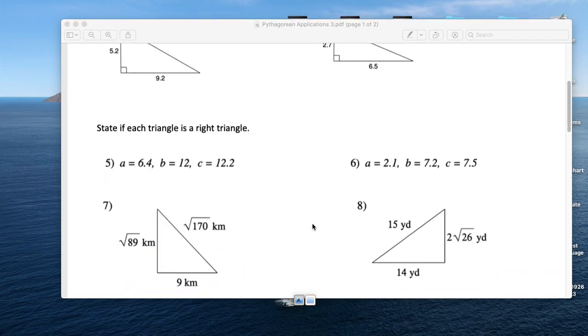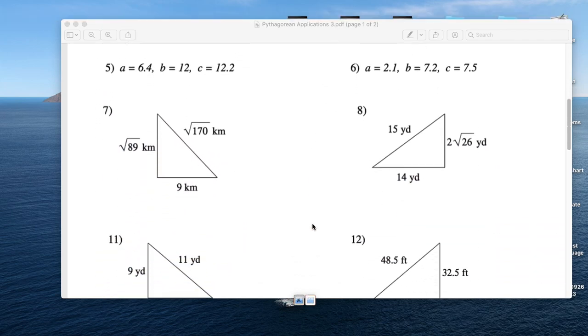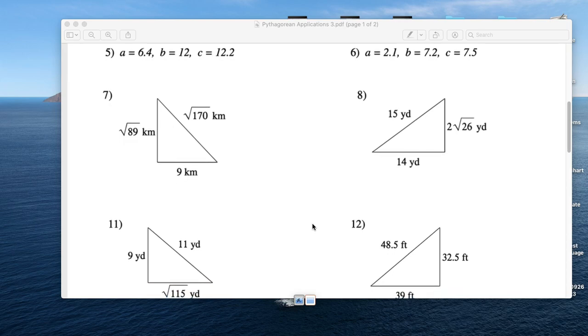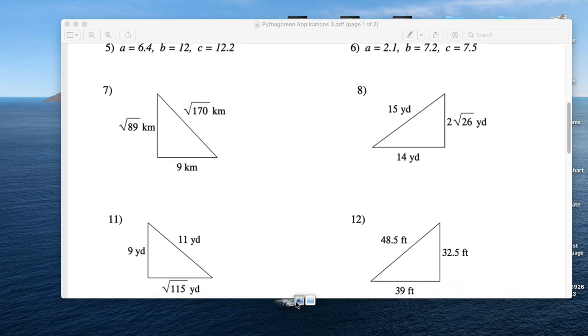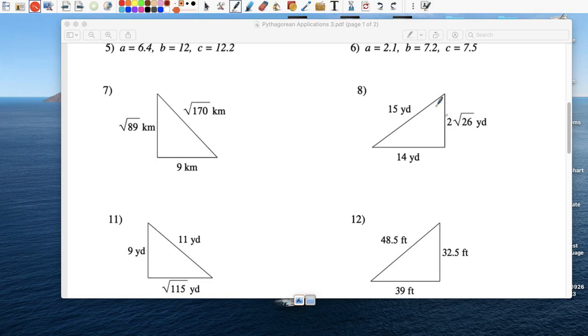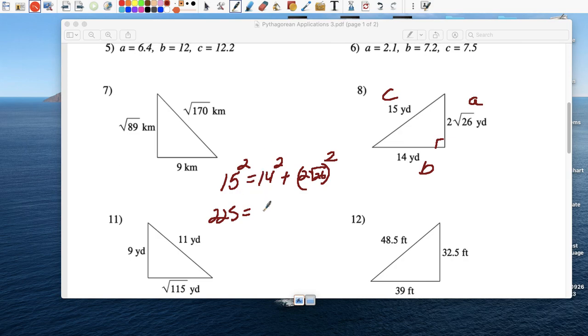Oh, and yes, there is. State if each triangle is a right triangle. Now, we can also use this to prove if the measurements of three sides form a right triangle. So in this case, obviously we can imagine this has the right angle. So this would be C, A, and B. And if it is true, they're going to equal each other. So we got 15 squared equals 14 squared plus 2 square root of 26 to the second power. Right? 225 equals 196 plus, and then imagine what that is.